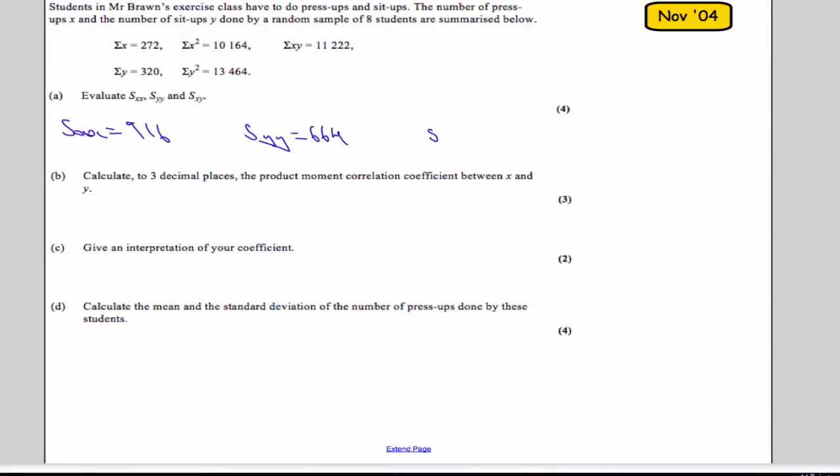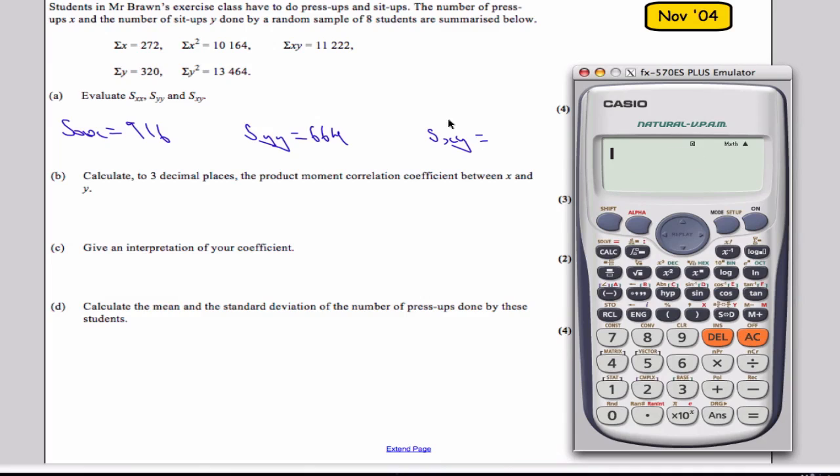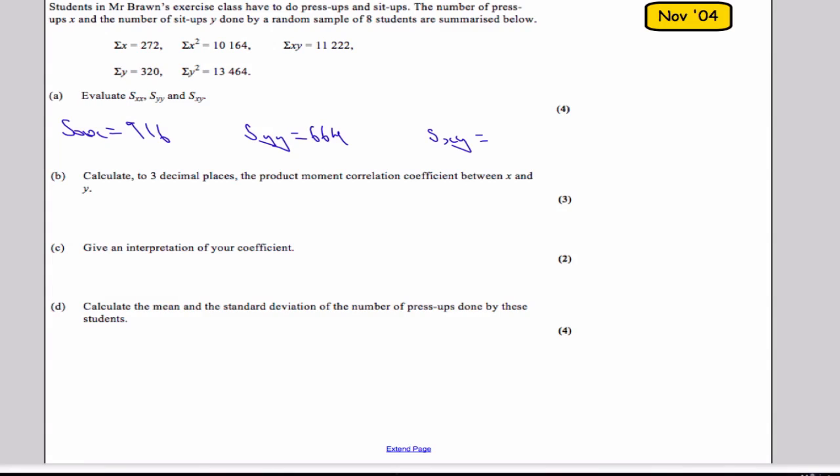And then SXY will equal the sum of xy, 11222, minus the sum of x, 272, times the sum of y, 320, all over n, which is 8, and we get 342.